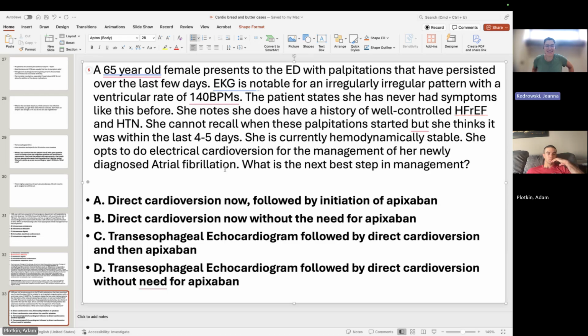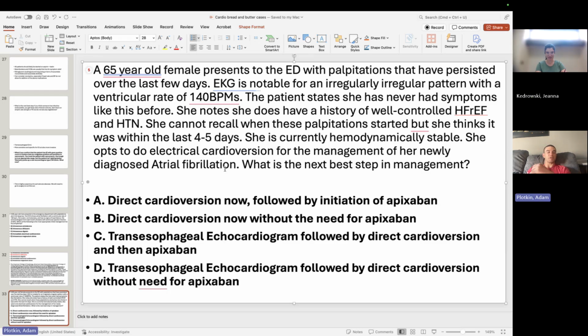Okay. I am not that familiar with AFib, but the thing is we don't know how long she has had the AFib, so she could have already made a clot, and if we just cardiovert her, then the clot goes to the brain, we have a stroke. So I think we're gonna check and see if she has that, and then we can cardiovert.